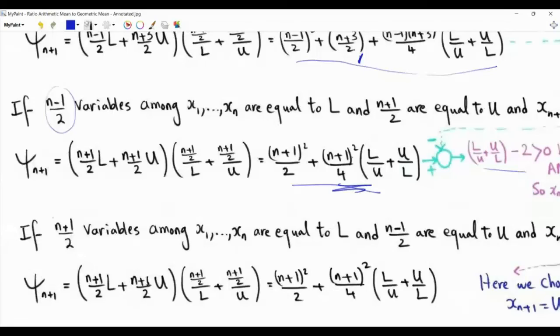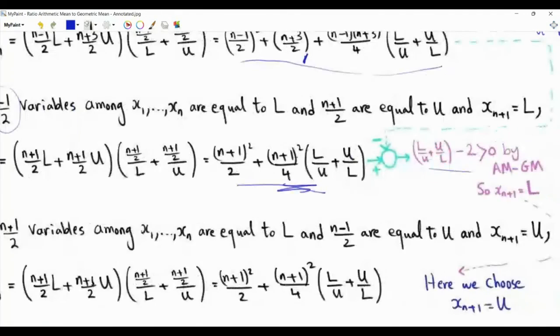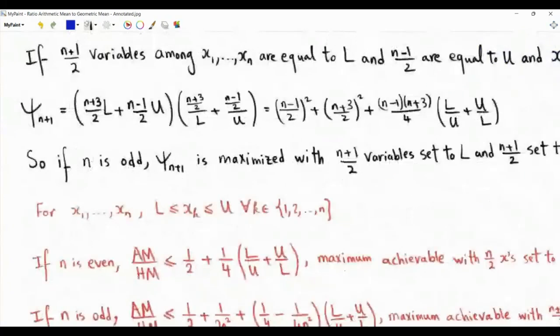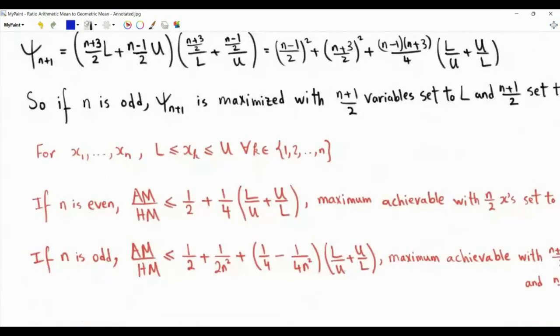If we start with (n+1)/2 variables equal to L and (n-1)/2 variables equal to u, we will discover that the best here is to choose x_{n+1} equal to u, again to equalize. So it will always be the rule that we achieve the maximum by having almost half the variables equal to L and the other half equal to u.